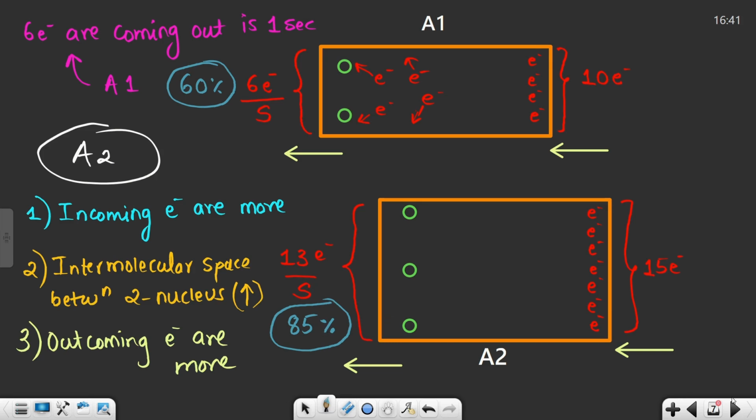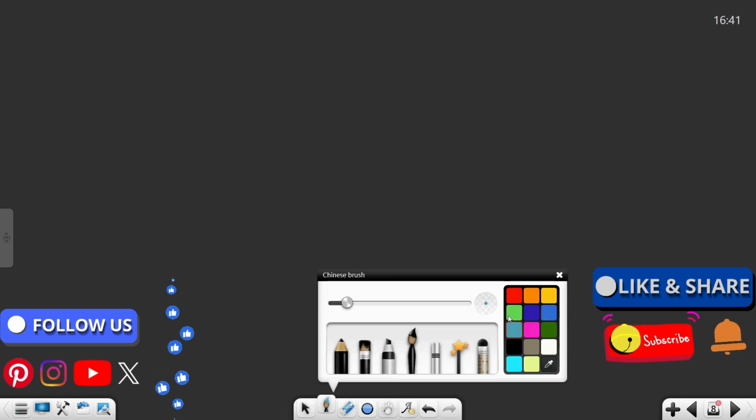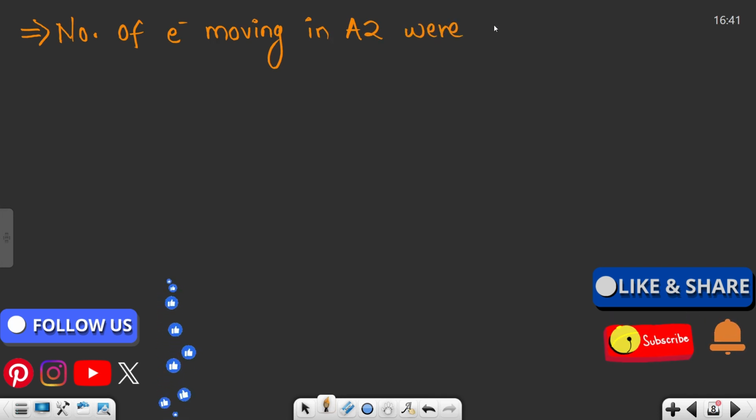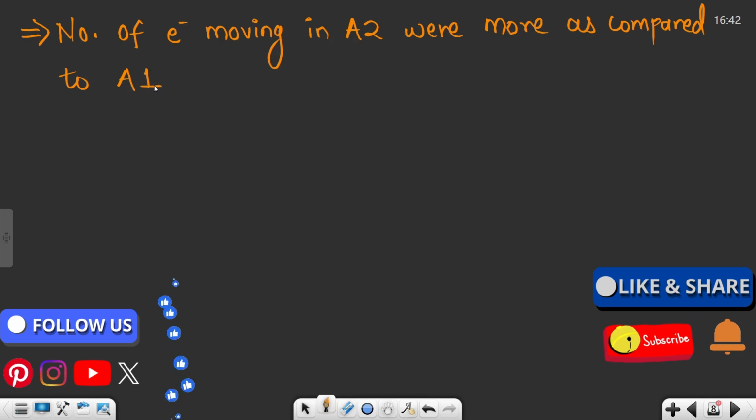So what we saw is that the number of electrons moving in area 2 were more as compared to area 1, right? This is what we saw.